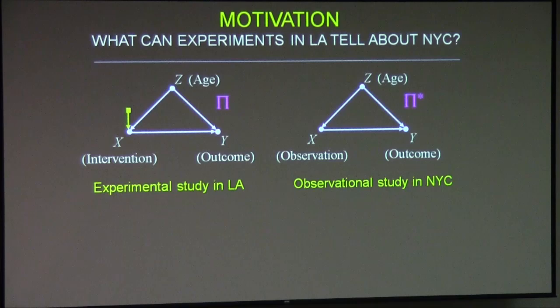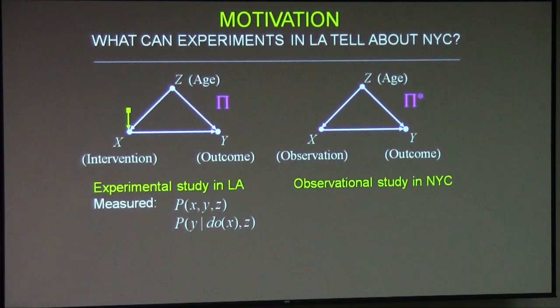The two environments are different for two reasons. First, that one was experimental, and that one is observational. And second, the population of New York City is different from the population of Los Angeles. Why? There can be an age difference. See the age over there?